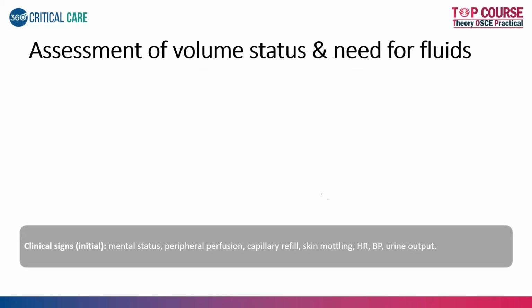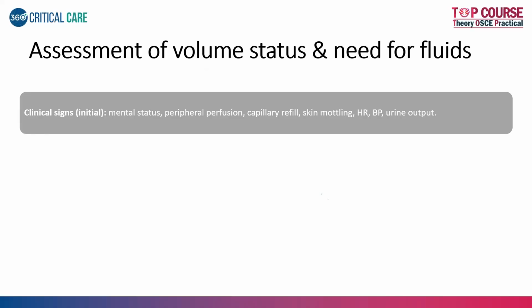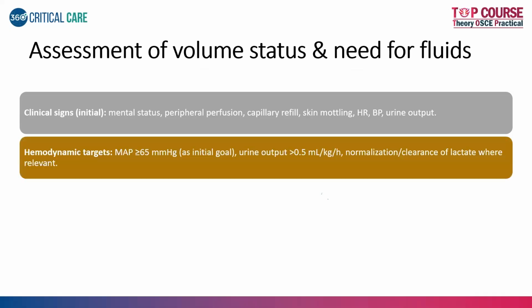Then write about assessment of fluid status. Okay, and then when we have to start fluids. Okay, how do we do the assessment? Firstly, we look at the windows of perfusion, like your mental status, capillary refill, peripheral perfusion, urine output. Okay, and your vitals like heart rate and blood pressure. Then we look at the blood pressure targets, whether the MAP is more than 65 mm Hg, that is your initial goal, and whether that MAP is associated with an adequate urine output of more than 0.5 ml per kg or not.